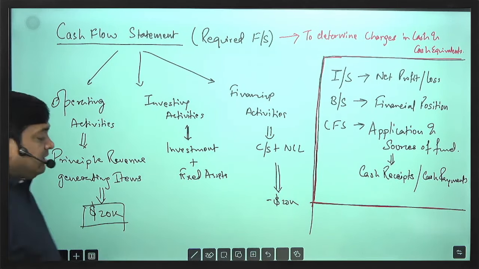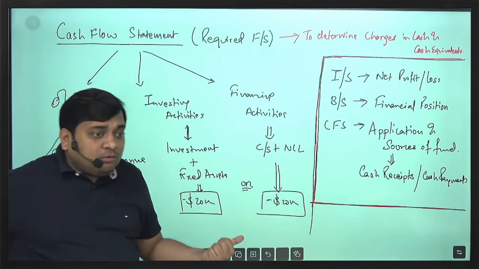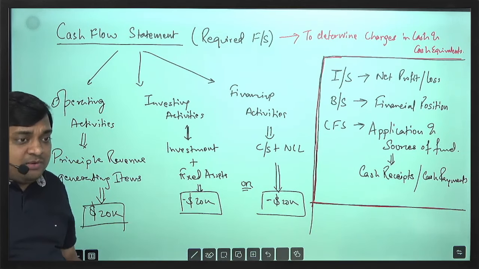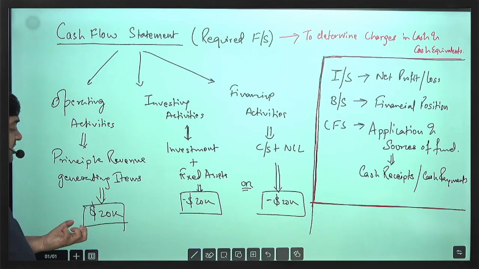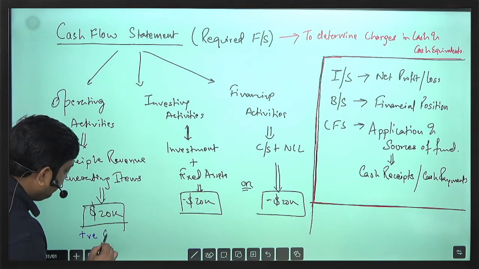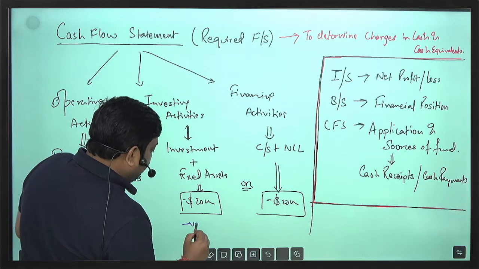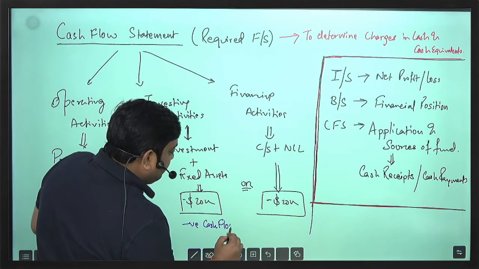Or what he might have done, he might have got some car, right? So I have purchased a car, say for $20,000. It means whatever is your operating activity, this is your source of funds, and you have applied this source either in paying a loan or creating an asset for your investment. So here we will have a positive cash flow, that is receipts, and this is my negative cash flow.